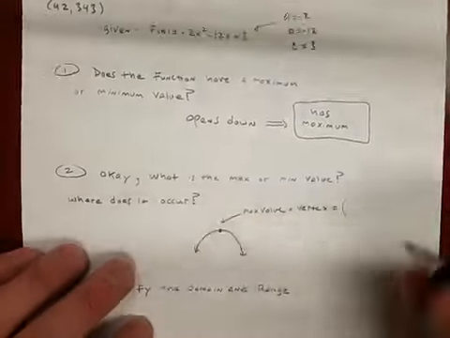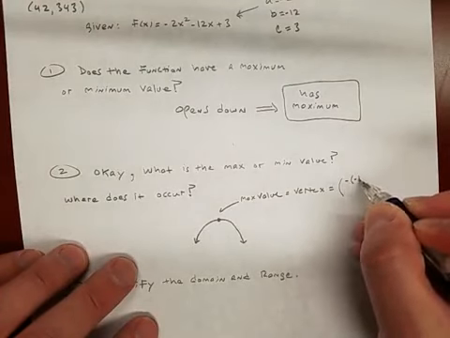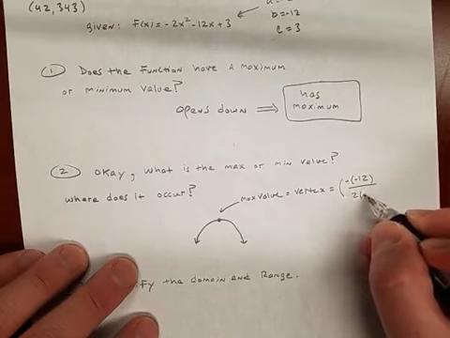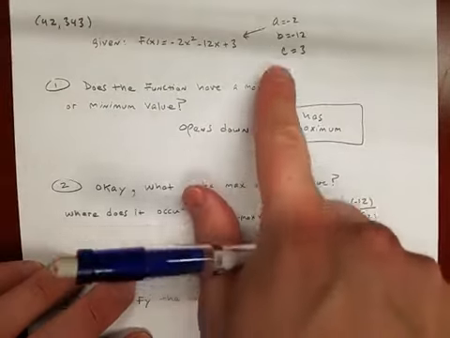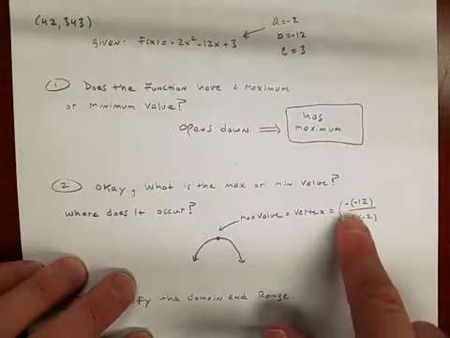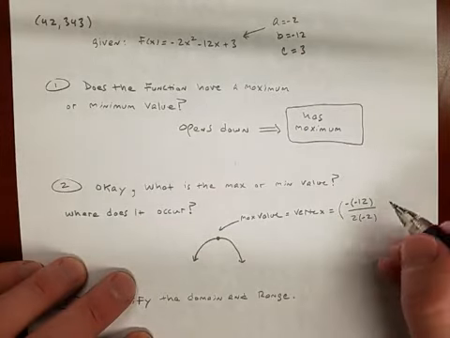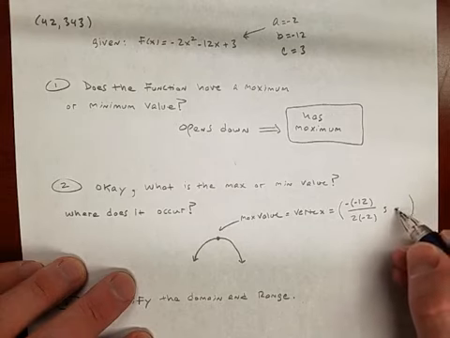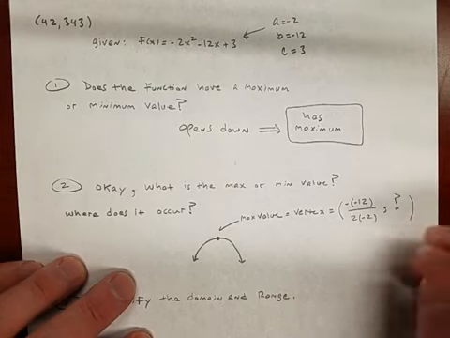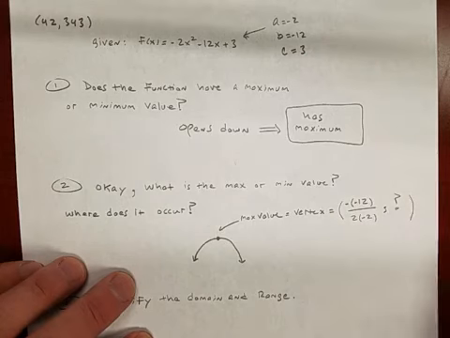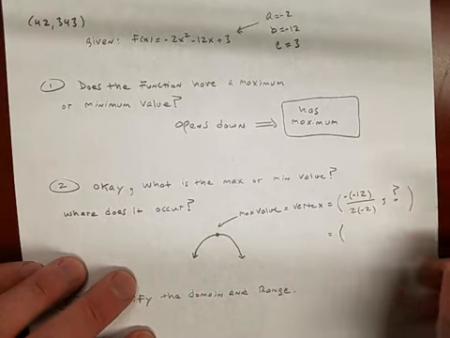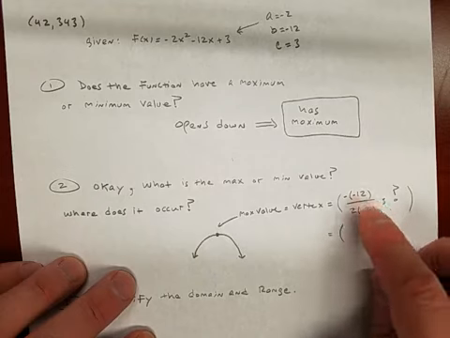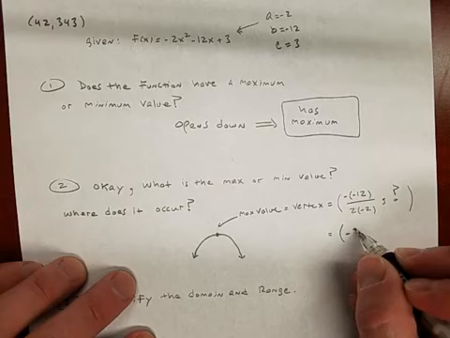What's that going to look like this time? The opposite of -12 over 2 times -2. There's negative b over 2a. What about that other number, the y coordinate? Well, I don't know yet. Once I figure that out, I'll tell you. So here goes. I get 12 over -4. What's 12 over -4? -3.